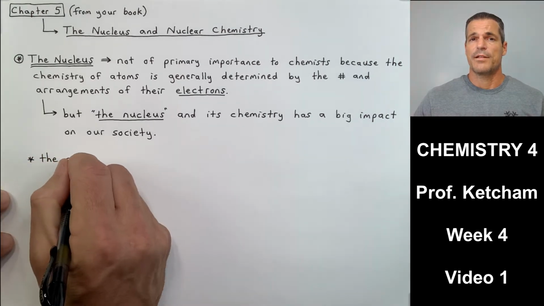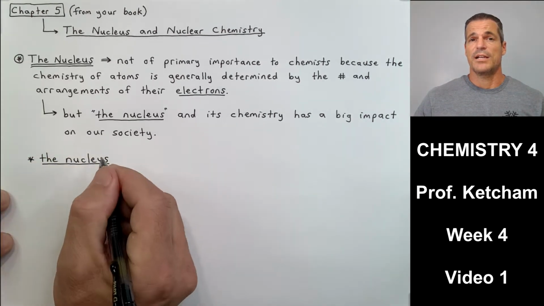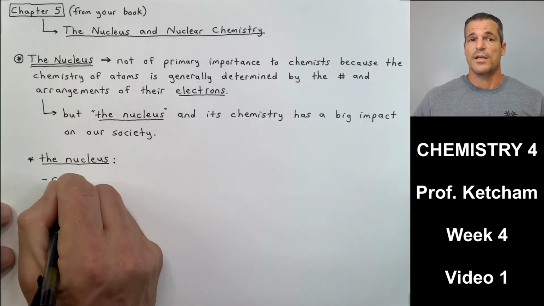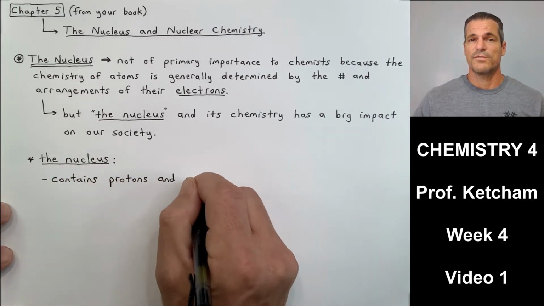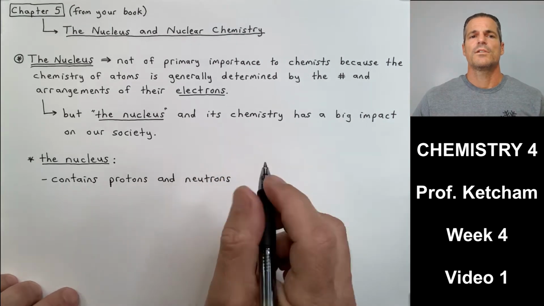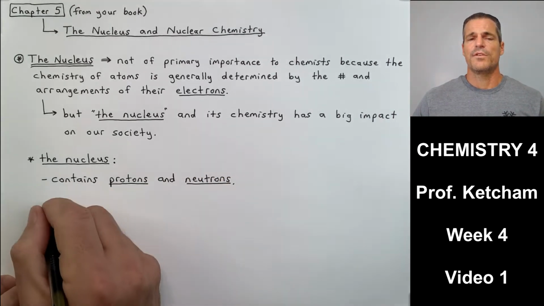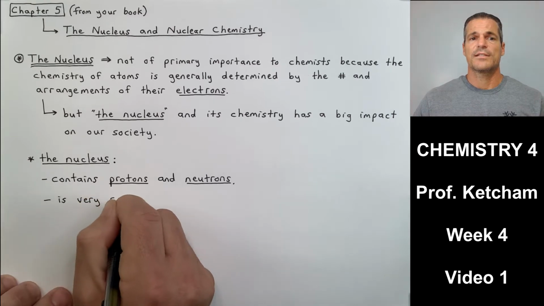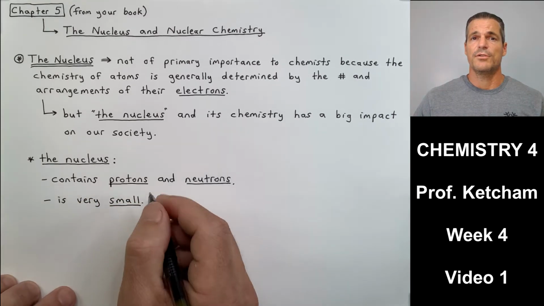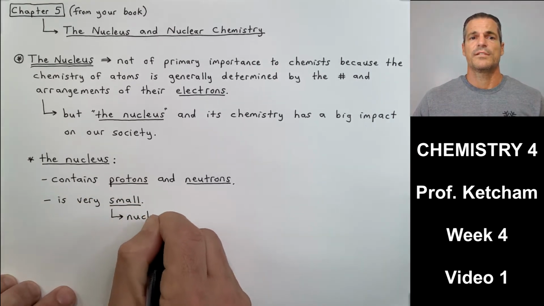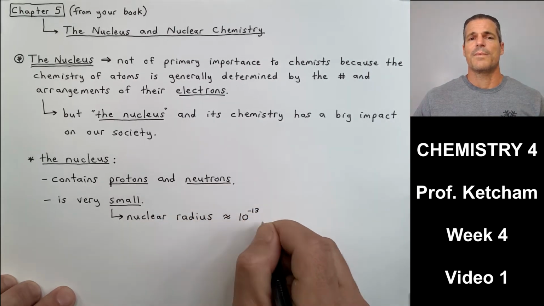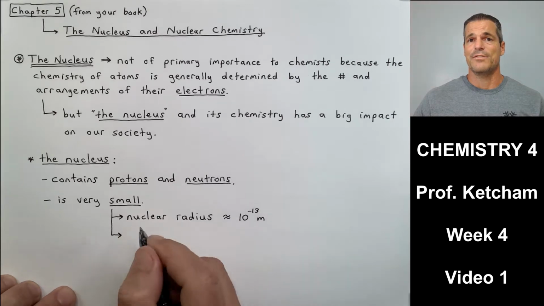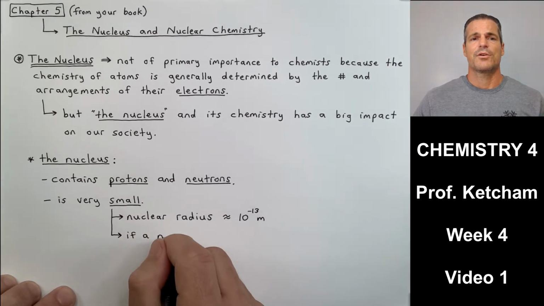Things that I think about that are big impact on our society are nuclear energy and things like fission and fusion and how to find alternate sources of energy, right? So the nucleus, this is a little bit of a review at first. The nucleus contains protons and neutrons. The nucleus is very small, so the nuclear radius is on the order of about 10 to the minus 13th meters. So that is incredibly small.